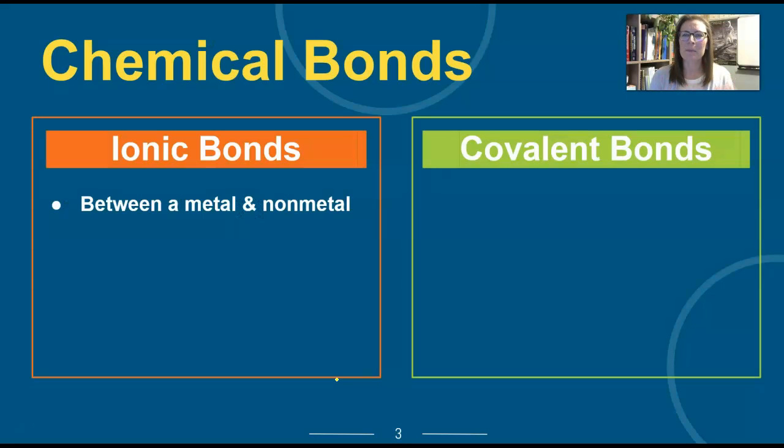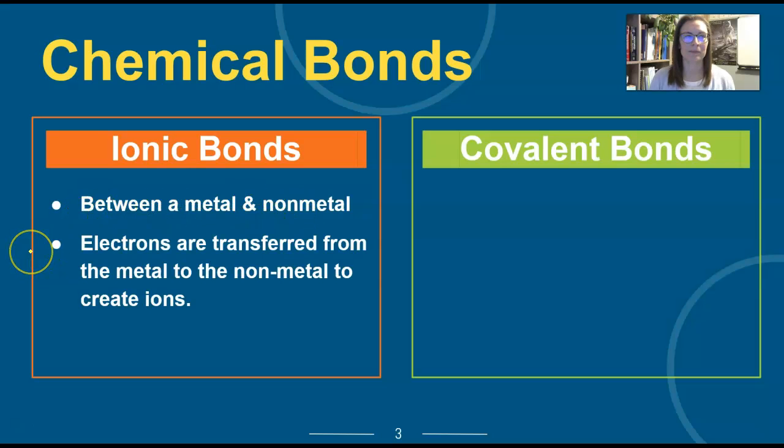All right, so we're going to do a little compare and contrast here. We've already learned about ionic bonds, but we're just going to jot a few of the most important points down about those so that we can compare them to covalent bonds. All right, so remember, an ionic bond is between a metal and a nonmetal. It also has to do with electrons being transferred, right? One element, the metal element, loses electrons and the nonmetal gains it.